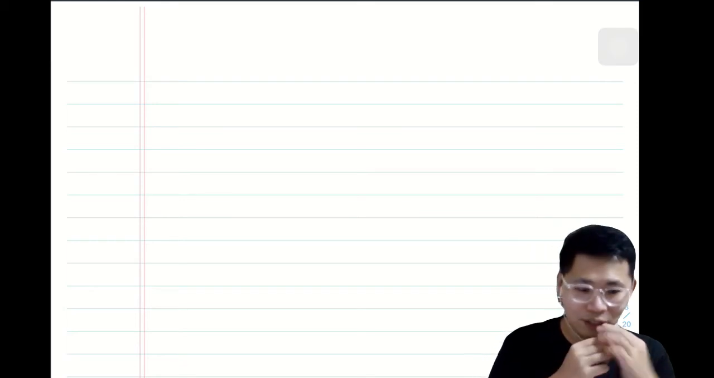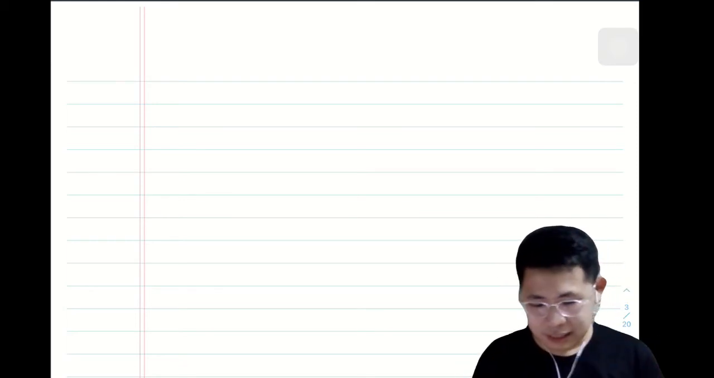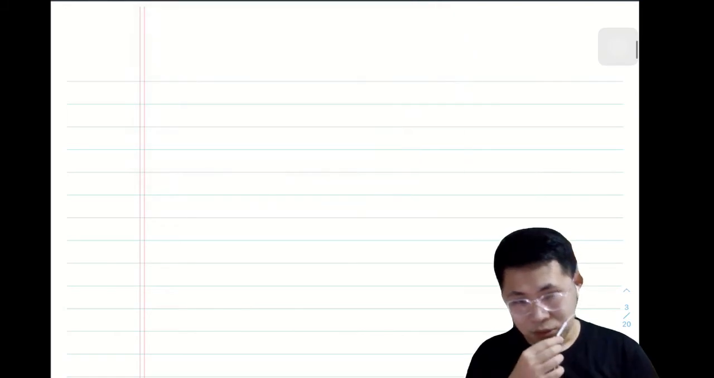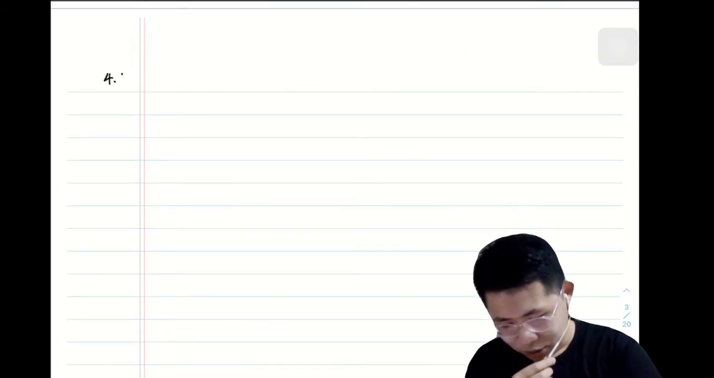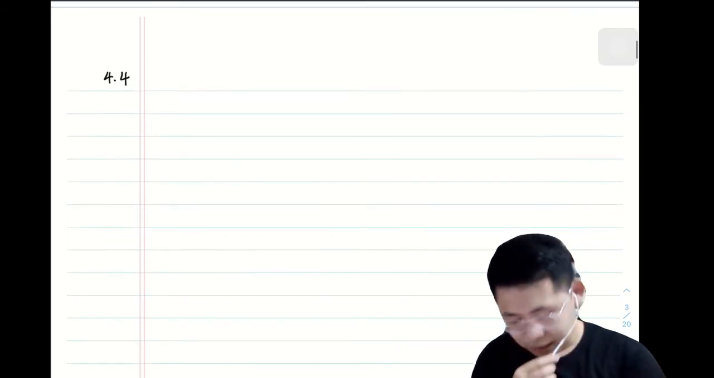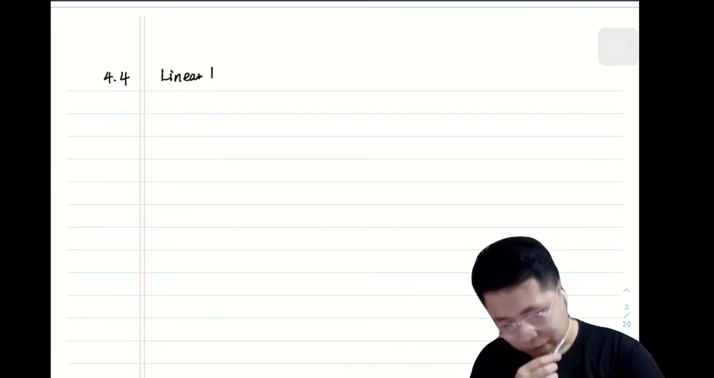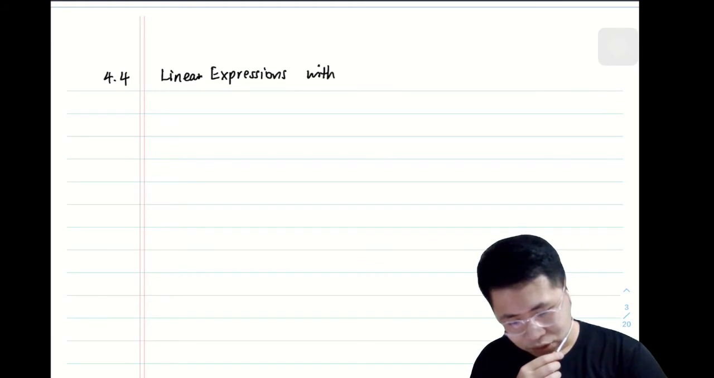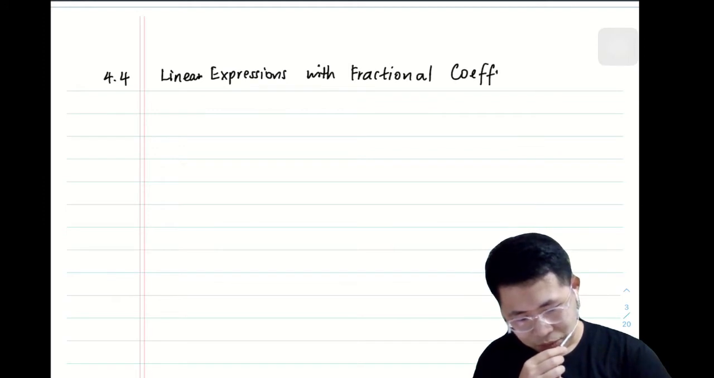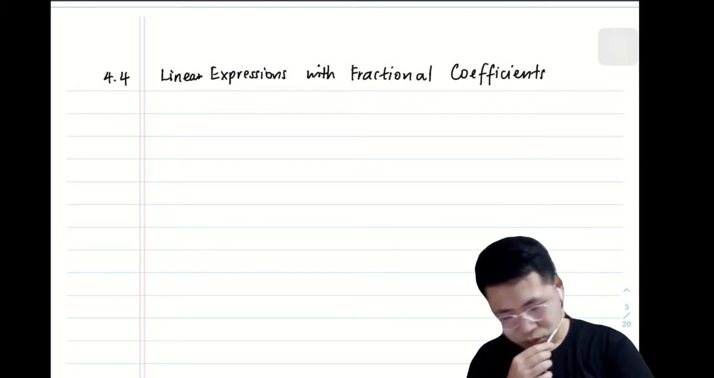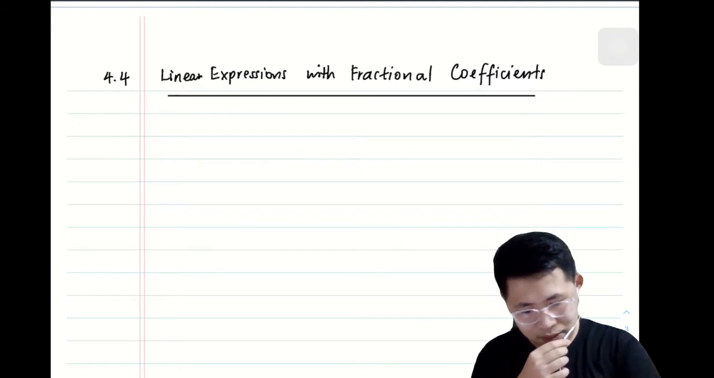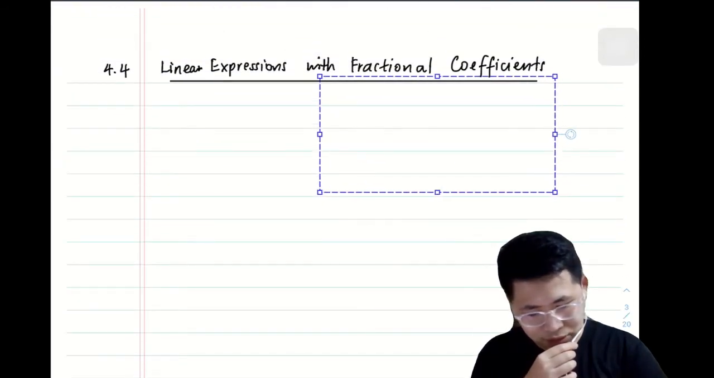However, you need your trusted calculator with you at all times when you're doing fraction questions. I will make this very easy for you. We're going to start off with writing the title first. This is our linear expressions. We're back to expressions again. Now the coefficients are in fractions, instead of whole numbers.